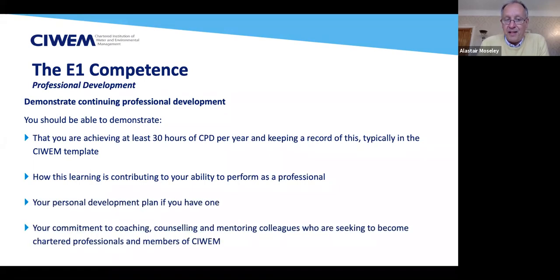Many people have these personal development plans. If you haven't got one, I recommend you do. It's a really good way of planning out your direction over the next 4 or 5 years, or a longer horizon if you want to, just to show how you're going to move yourself on in the career, but also become a better professional, what you want to learn, how you're going to apply that. And the final one for the E1 competence is very important: your commitment to coaching and counselling and mentoring colleagues who are seeking to become chartered professionals. That's something we really encourage.